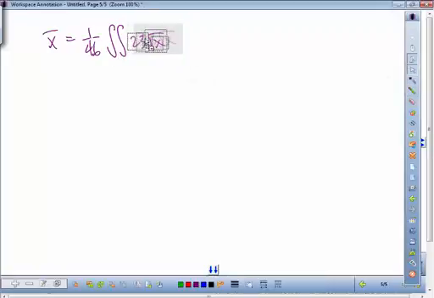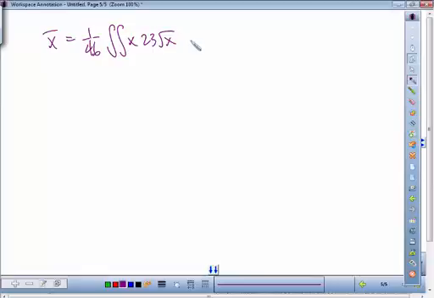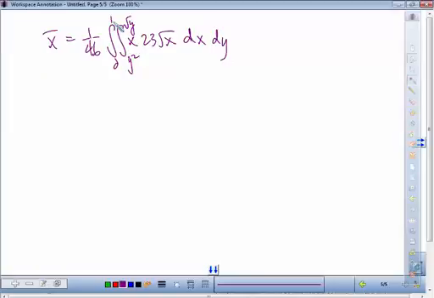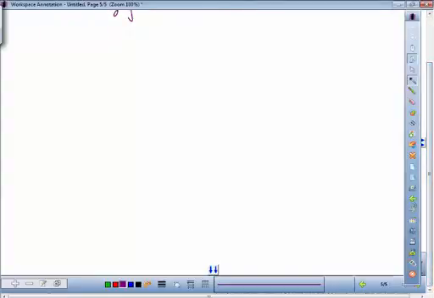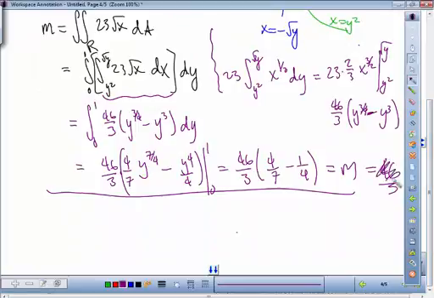A little bit of space here, because the x bar is going to be multiplied by x. And we integrated with respect to x first, going from y squared to square root of y. And then our dy goes from 0 to 1. Okay? Is it not 46? Too good to be true. What is it?